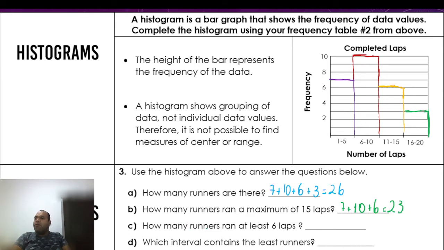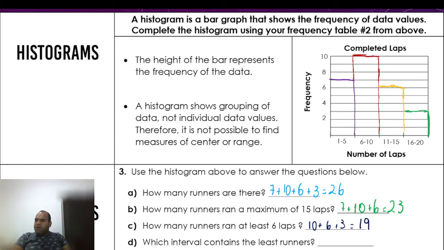Great. How many runners run at least 6 laps? At least, okay? At least 6 laps. Can I run 4 laps? 5 laps? 4 laps? Nope. I need at least 6 laps. Then which group of numbers are we talking about? I'm talking about these 3 here. Let's do it. It is 10 plus 6 plus 3, which is 19.